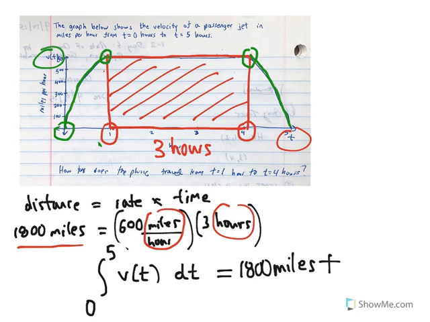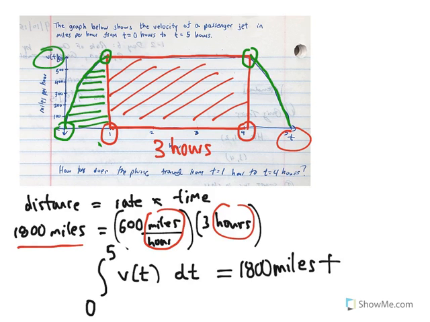plus, what would I add? I would add these two areas. The area that I'm shading in green now, which would represent the distance traveled by the plane from t is equal to 0 to t is equal to 1 hour.